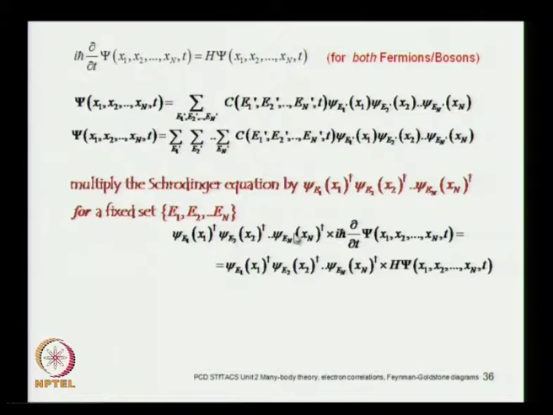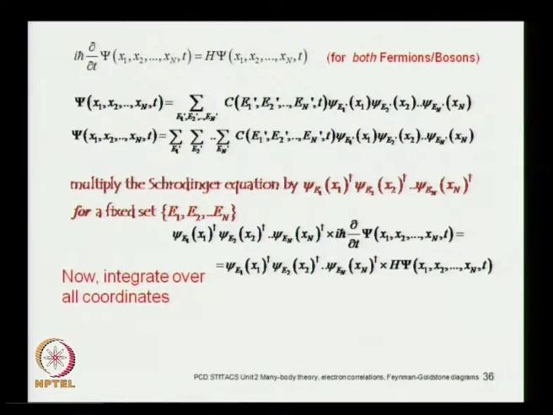Now, this is the result of the left hand side. You take the product of these single particle states with their adjoints and multiply the left hand side, i h cross del psi by del t, by this, and on the right hand side you have got the same factor pre-multiplying H psi. Okay. Now, the next thing you do is integrate over all the coordinates.